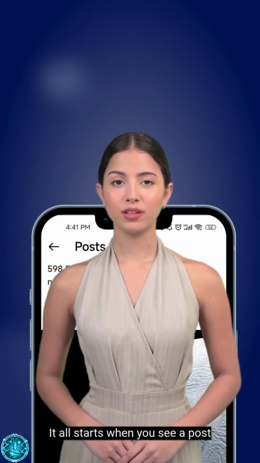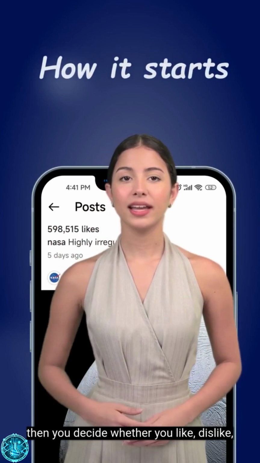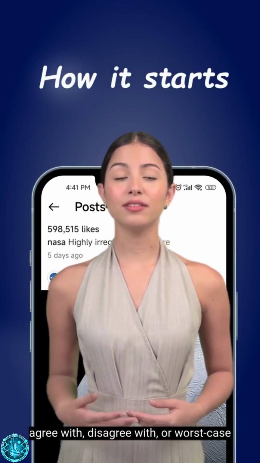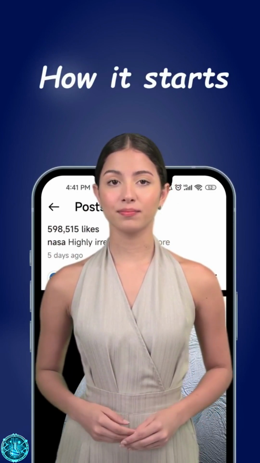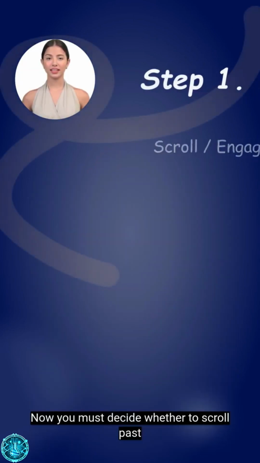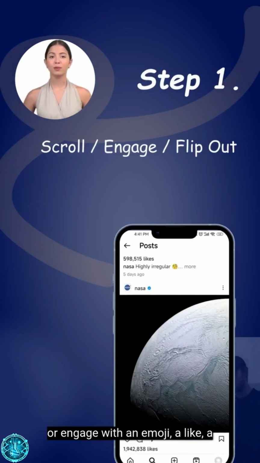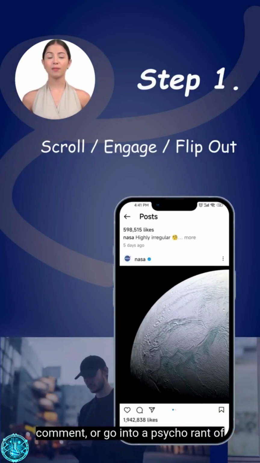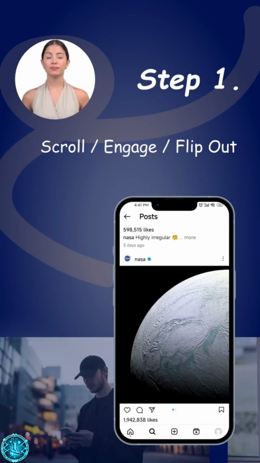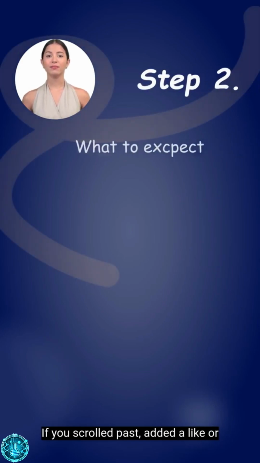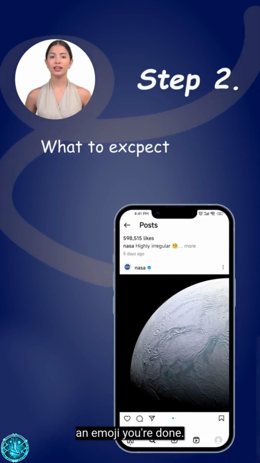It all starts when you see a post, then you decide whether you like, dislike, agree with, disagree with, or worst case scenario you get offended by it. Now you must decide whether to scroll past or engage with an emoji, a like, a comment, or go into a psycho rant of poor grammar and spelling, with no idea of reality. If you scrolled past, added a like or an emoji, you're done.